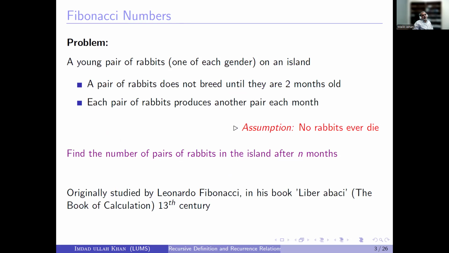So let's first look at a problem. A young pair of rabbits, one of each gender, is on an island. A pair of rabbits does not breed until they are 2 months old. Each pair of rabbits produces another pair each month, and our assumption is that no rabbits ever die. We are interested in computing the number of pairs of rabbits on the island after n months. What we'll see is that this essentially defines the Fibonacci numbers. This case was originally studied by a mathematician named Fibonacci.